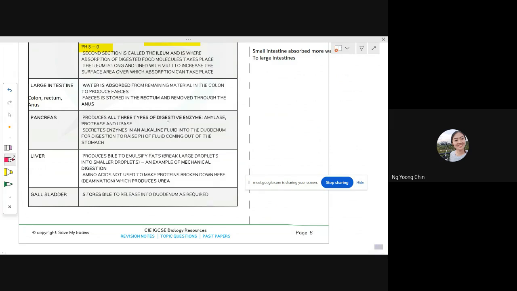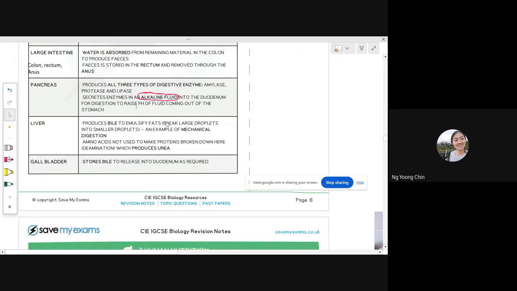Okay, the pancreas. They will secrete the enzyme in the alkaline fluid to the duodenum. Their aim is to slightly increase the pH of the food coming out from the stomach, to become more alkaline. Then how about the liver? Okay, the liver, you already know that the liver produces the bile for emulsification and neutralization. But the liver also helps in what we call deamination. What is meant by deamination?